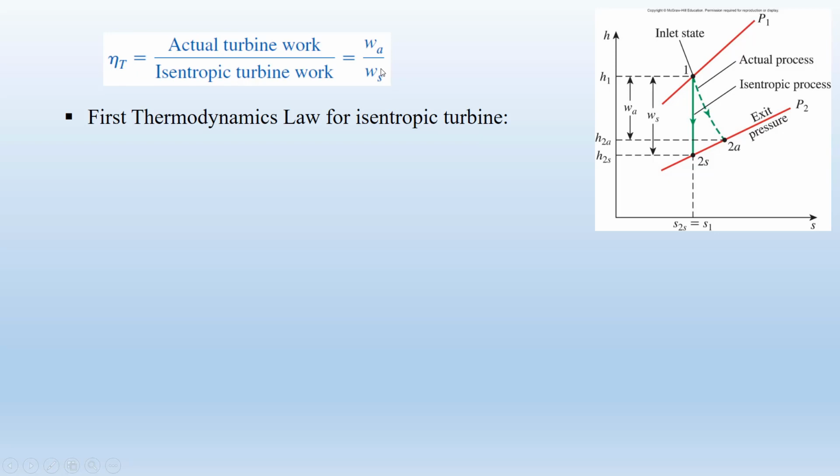To calculate the WS, you can write the first thermodynamic law for an isentropic turbine, correct? So what is the first thermodynamic law for an isentropic turbine? Please pause this video, spend 2 minutes, and write the first thermodynamic law for an isentropic turbine and then simplify it.